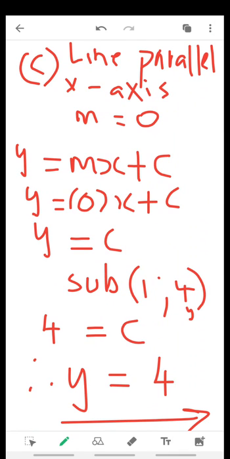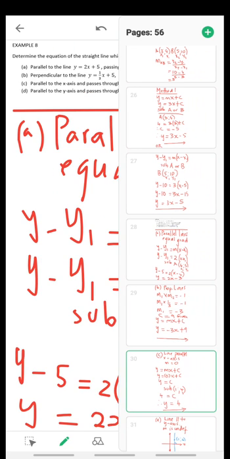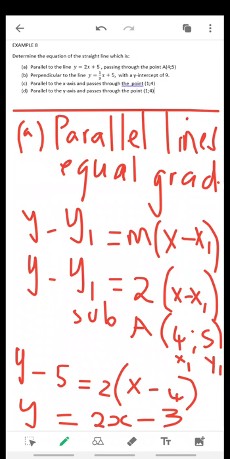Okay. If gradient is equal to 0, let us look at the work solution. Look at this. Line parallel to x-axis, gradient equals 0, m equals 0. That means I'm left with y equals c because mx is gone. So if I'm left with y equals c, what do we know? We were told that the equation of the particular line that we're looking for passes through the point (1, 4).